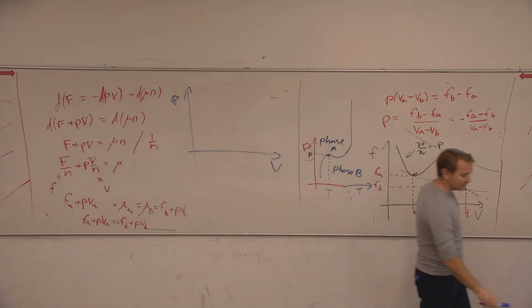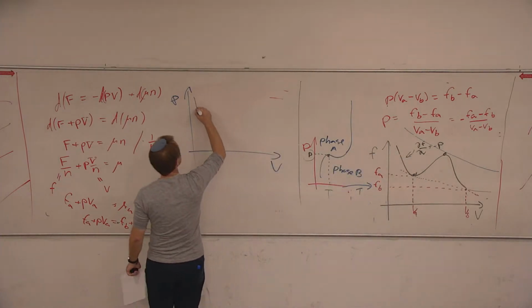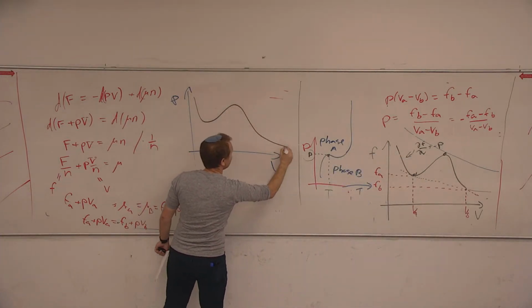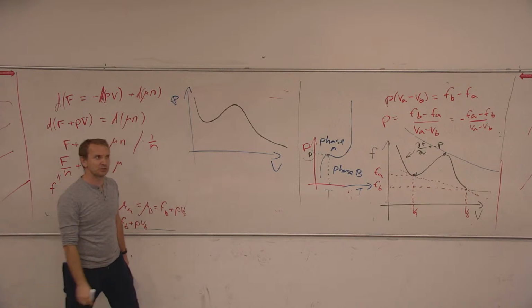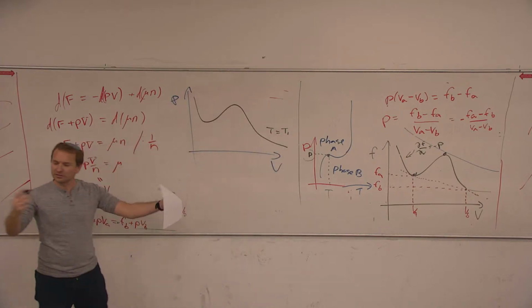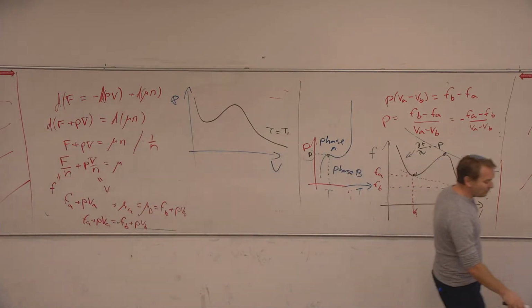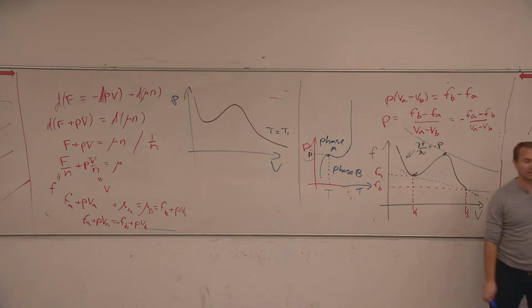So you have a PV curve, and you have something that looks like this. Okay? This is an isotherm for a specific temperature, T equals T1. Okay? For another temperature, the curve will look somehow different. Okay? So the Maxwell construction, how do you do it in practice?